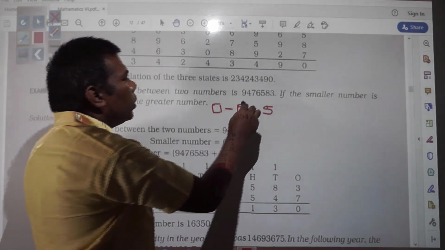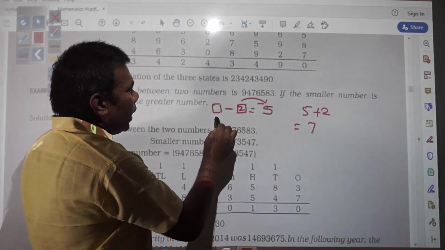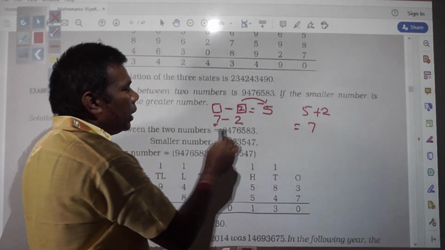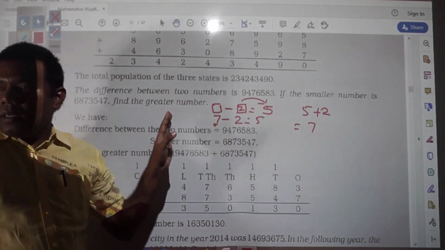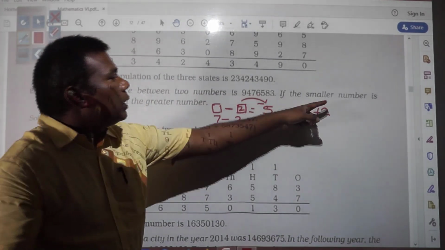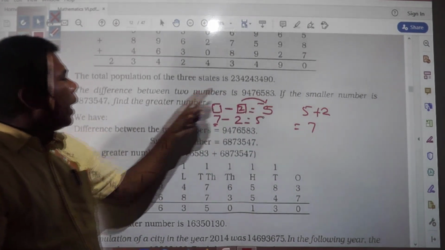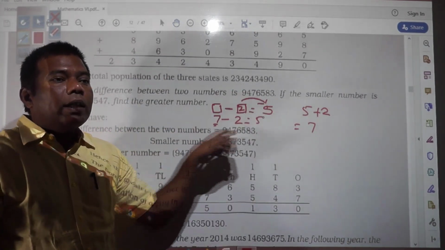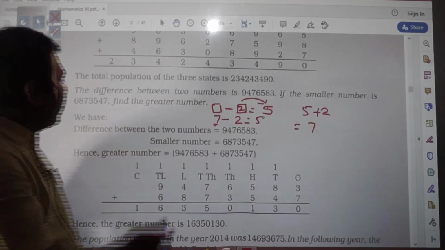So what you need to do is just add these numbers. 5 plus 2, so you will get 7. When you write 7 here, this is the greater number, and the smaller number 2 gets subtracted, then you will get 5. The same thing is required to be done over here. Only the numbers have changed. The difference between two numbers is this. If the smaller number is this much, find the greater number. Just add both the numbers, you will get the answer. But you need to understand the concept, why it is required to be added and why it is not required to be subtracted. Okay.